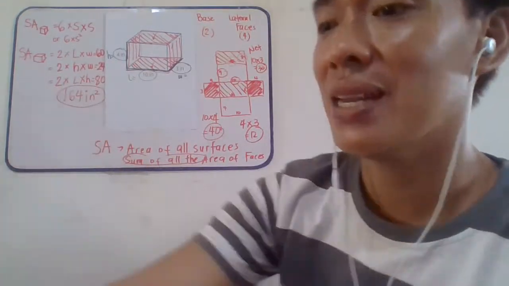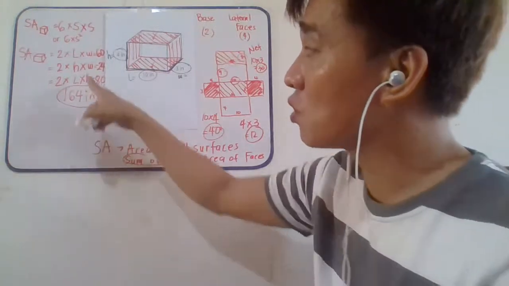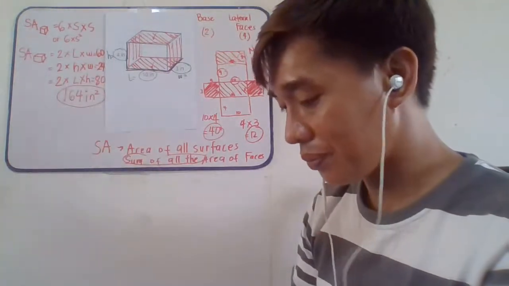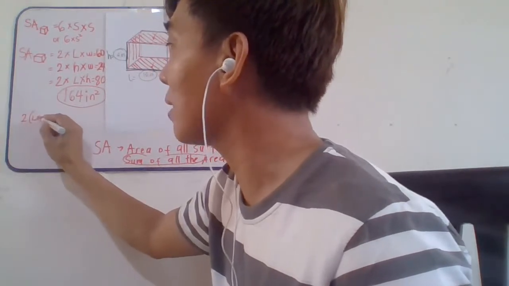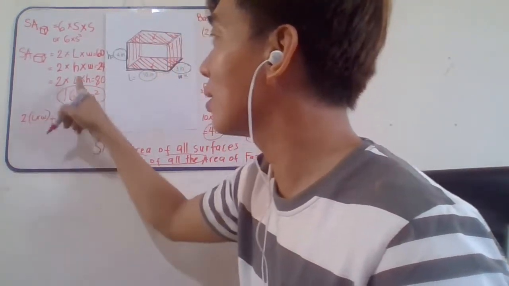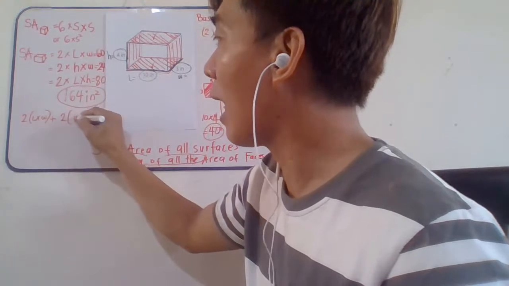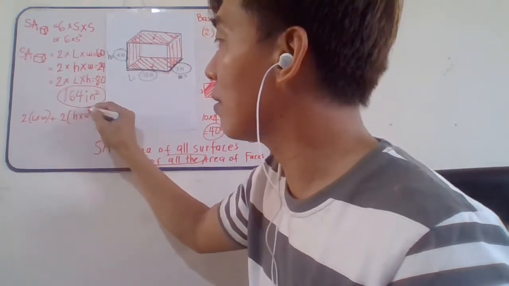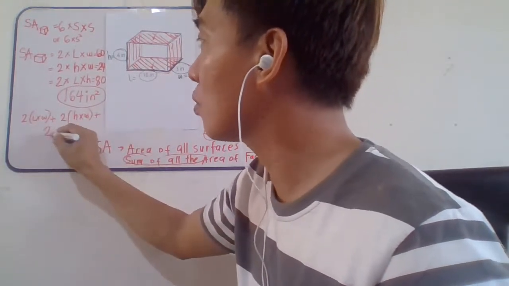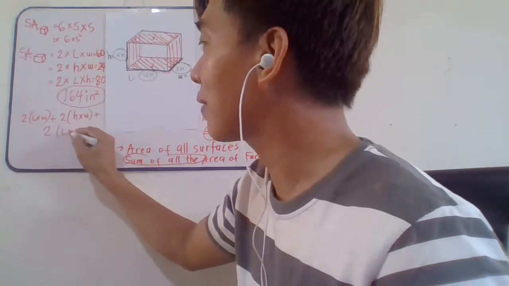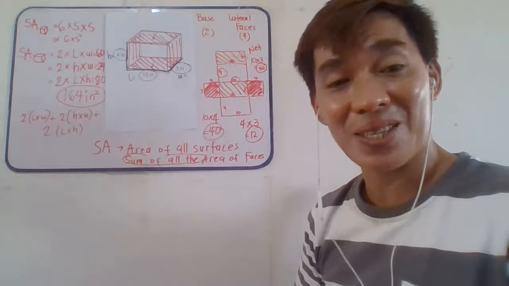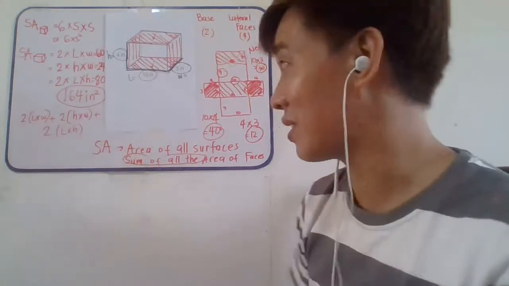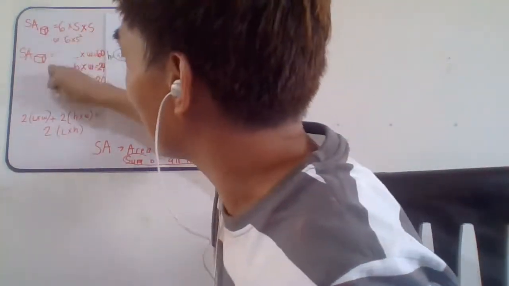So once again, I just want to make it clear that you just only multiply 2 length times width plus 2 height times width plus 2 length times height. Okay, so that's the surface area of the rectangular prism. Okay, I will put it here.